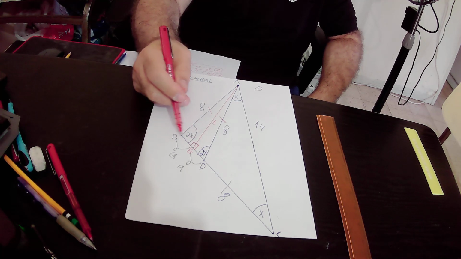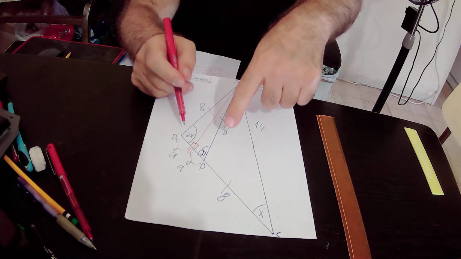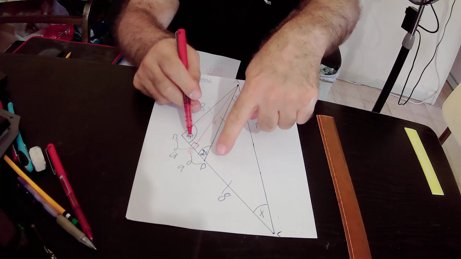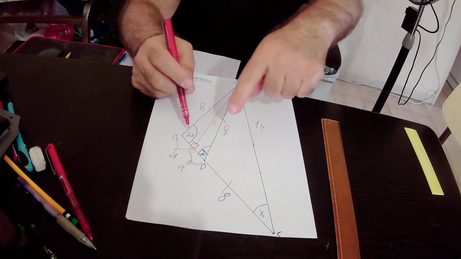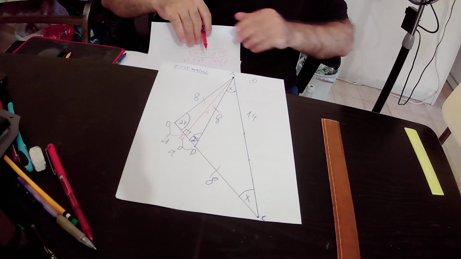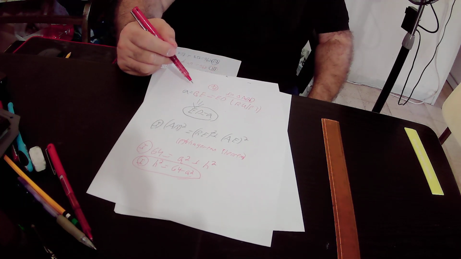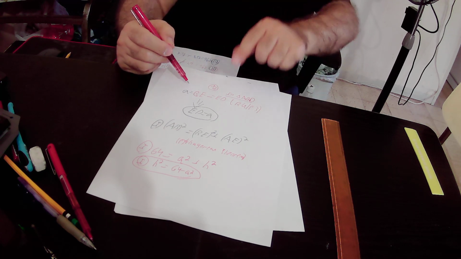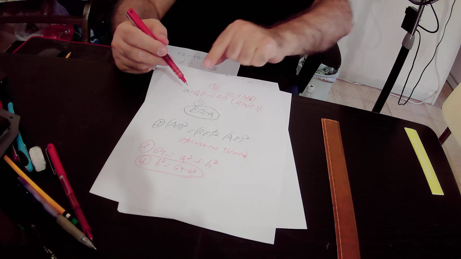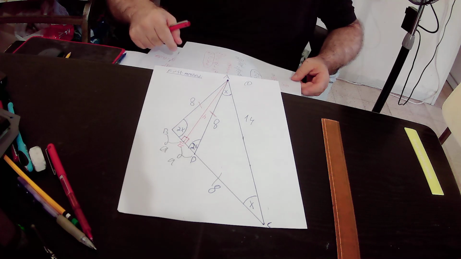That is to say, BE equals ED. Again, the height to the base BD divides the base into two equal parts. So if we define BE as a, we can deduce from this equality that ED will also be equal to a.